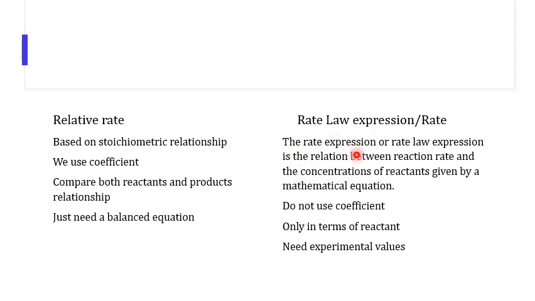which is purely based on the experimental value, and we are going to use only the reactants, not the products. Okay, and we are not going to use the coefficient in the balanced chemical equation. So the rate law expression or the rate expression is nothing but the relationship between the reaction rate and the concentration of reactants given by a mathematical equation. Let us see an example to explain these two.